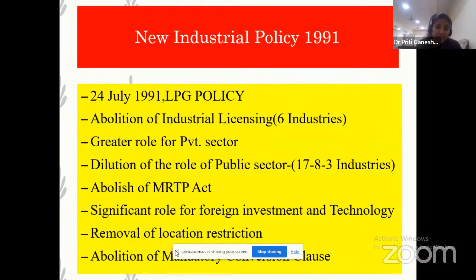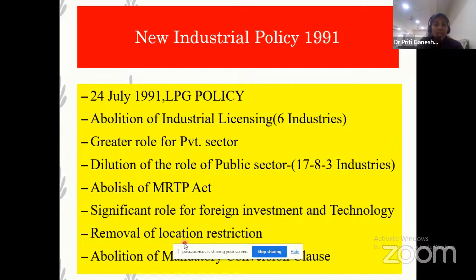What was the expected answer: when the new industrial policy started, why it is considered the LPG policy, you have to cover under introduction. Then you have to write the main bullet points, the features of the new industrial policy: abolition of industrial licensing, the greater role of private sector, dilution of the role of public sector. How the public sector reduced: earlier there were 17 industries, then 8, and now there are only 3 industries under the public sector. Why did the government reduce their role? Abolition of the MRTP Act. It is now abolished and replaced by the Competition Act.